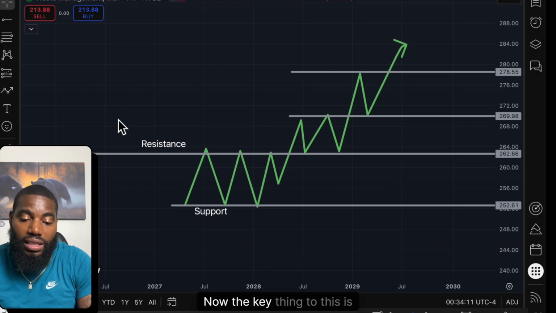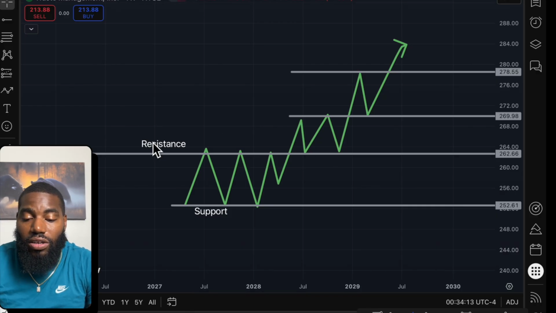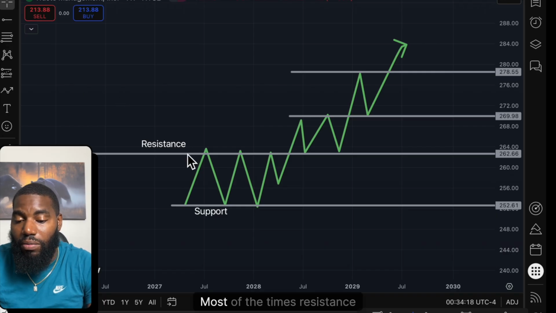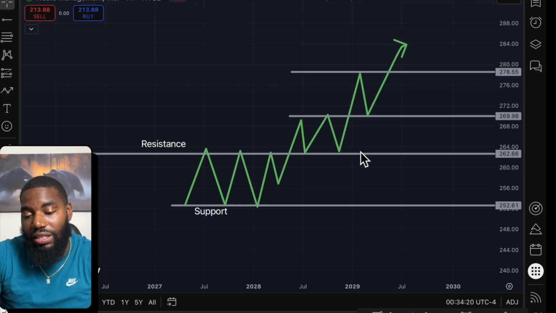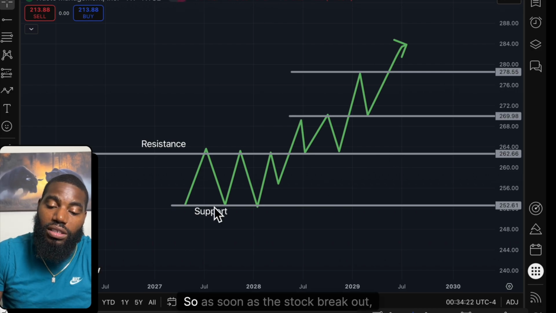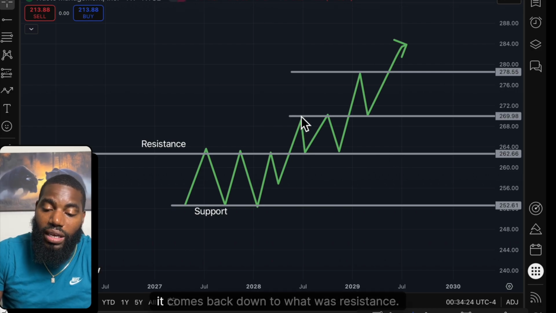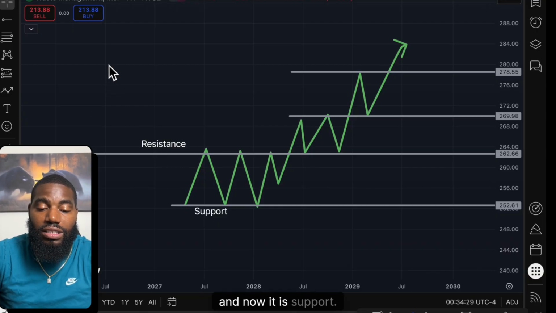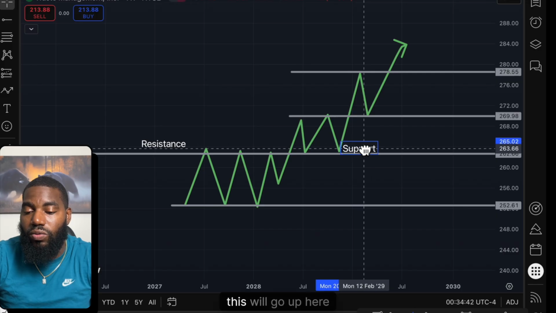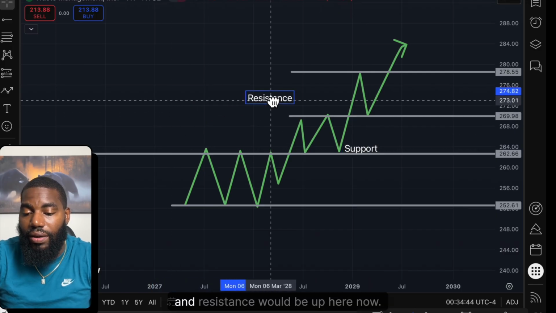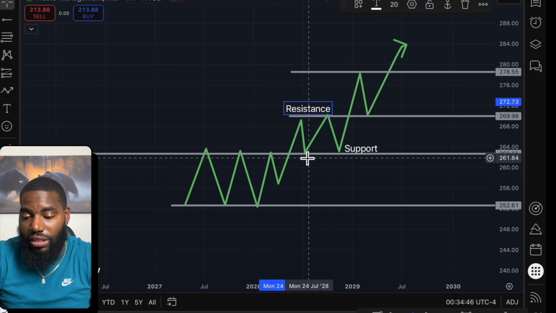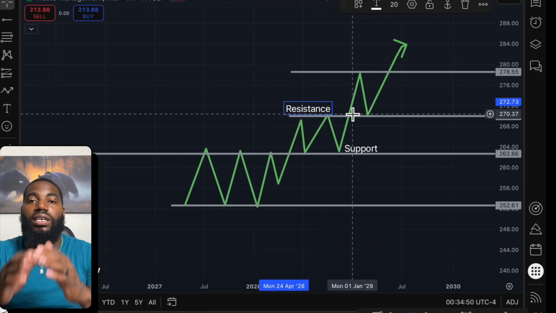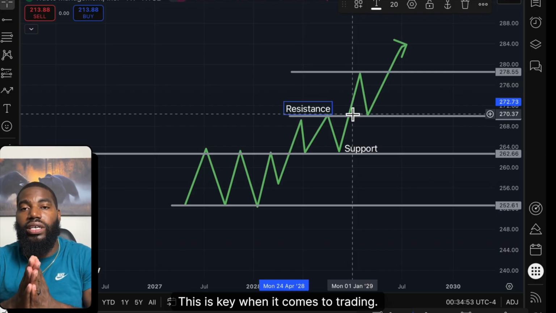Now, the key thing to this is resistance usually turns into support. Most of the time, resistance turns into support. So as soon as the stock breaks out, it comes back down to what was resistance, and now it is support. So now this will go up here, and resistance will be up here now. So now this becomes support, this becomes resistance. This is key when it comes to trading.